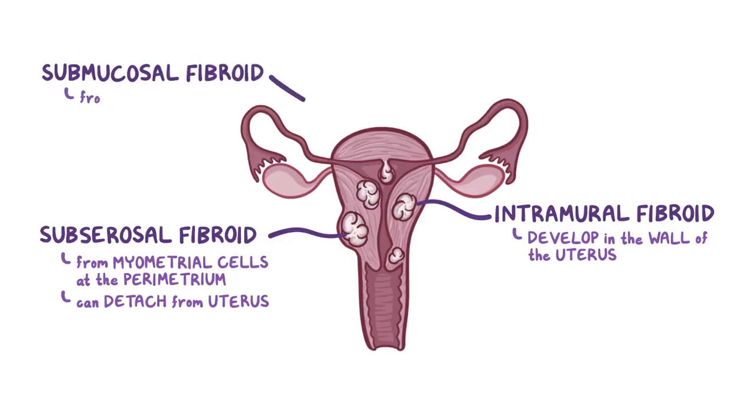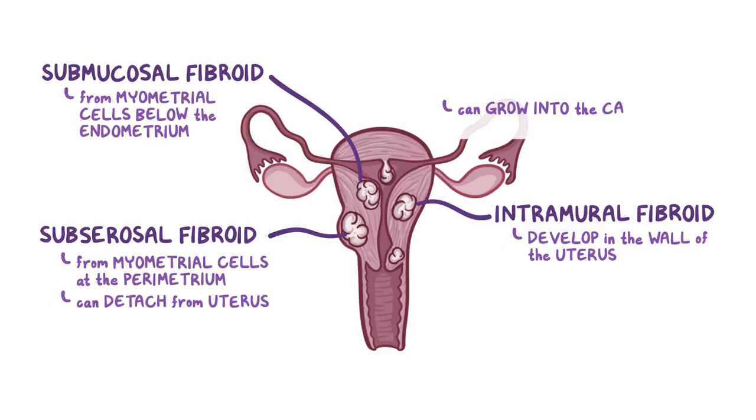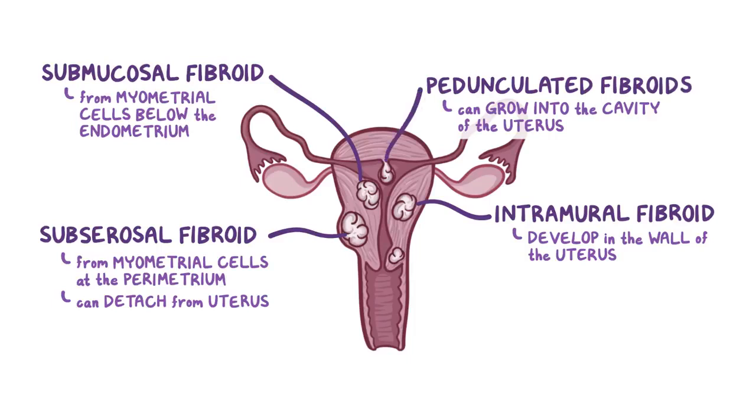Submucosal fibroids come from myometrial cells just below the endometrium, and they can grow into the cavity of the uterus and change its shape. When that happens, they're called pedunculated fibroids. Lastly, cervical fibroids grow in the wall of the cervix.